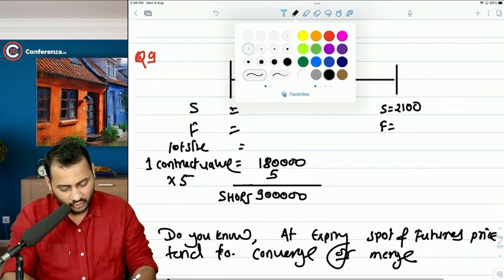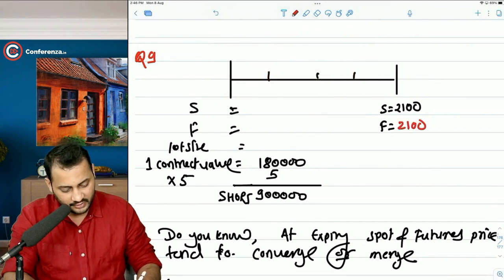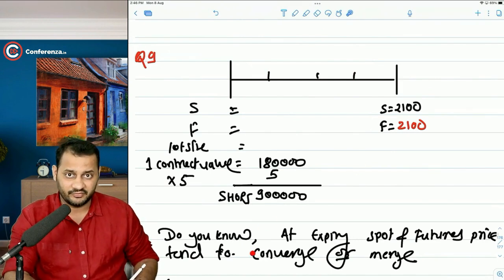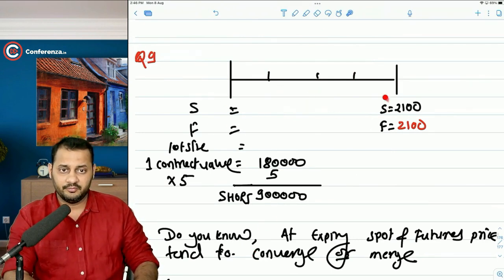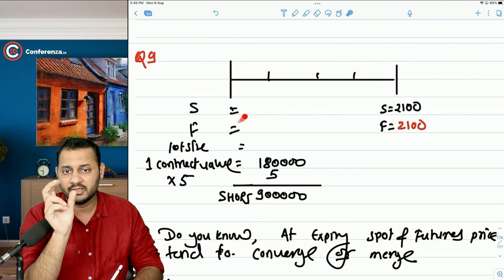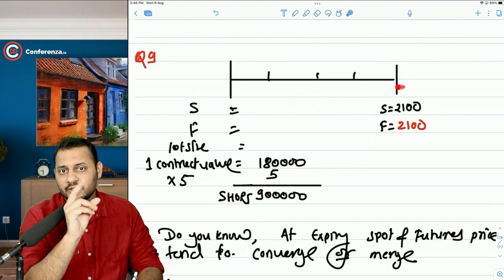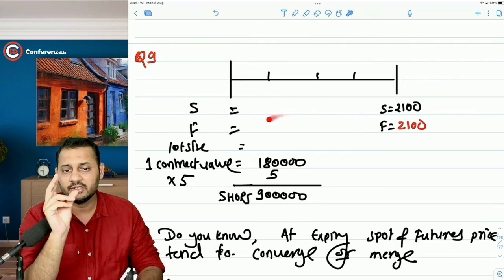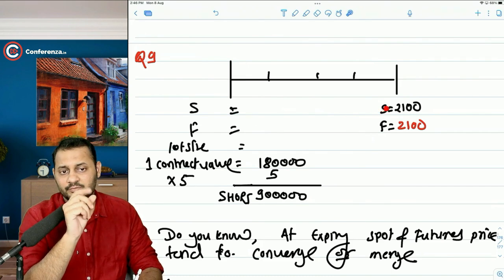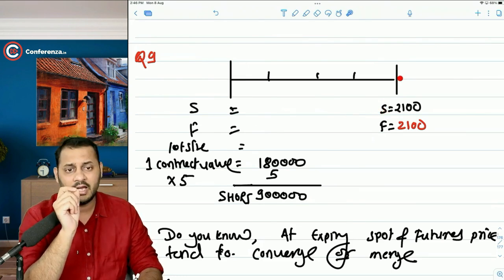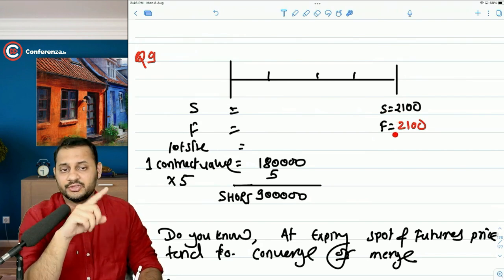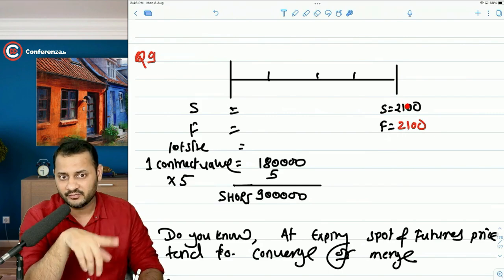Understand? This will automatically become 2100 at expiry only. We have seen this convergence effect. Before expiry, spot and futures prices will have some difference between them. But the closer you get to the expiry, the smaller the difference between the spot and futures will be. It gets reduced, and at expiry both will be the same theoretically. So the futures is 2100 at the end, spot is 2100 at the end.